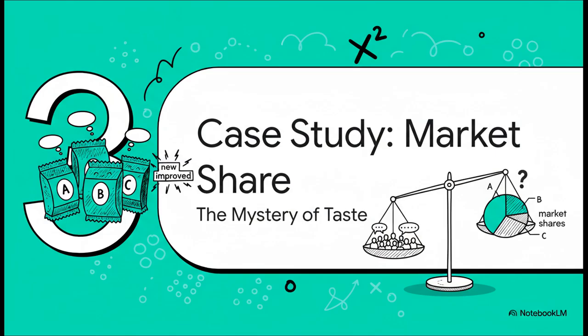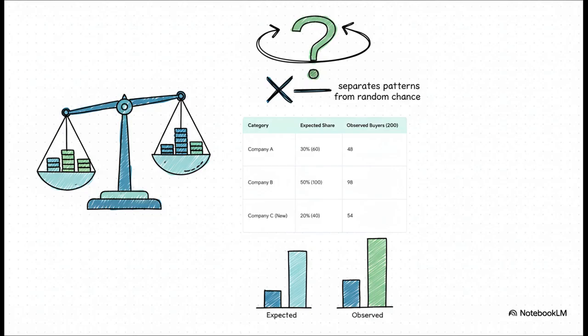Okay, theory is great, but let's see this thing in action. We've got a case study from a firm called Scott Marketing Research. They wanted to know if a competitor's new and improved product had actually managed to steal away customers and change the market share landscape. So here's the data. Based on how the market used to be, they expected to see the numbers in that middle expected column. But when they surveyed 200 actual shoppers, they got the numbers on the right. You can see Company A seems to have lost some ground, and Company C, the one with the new product, gained some.